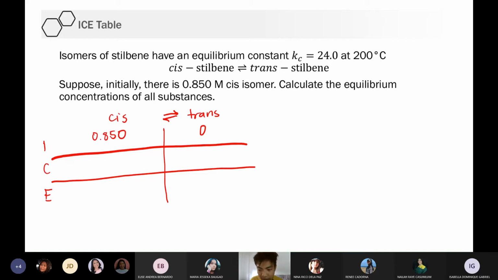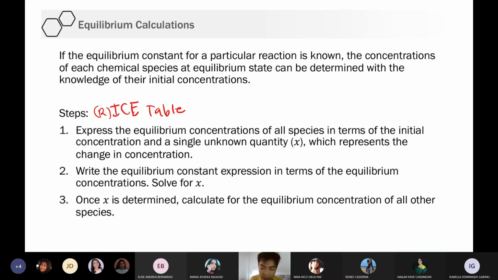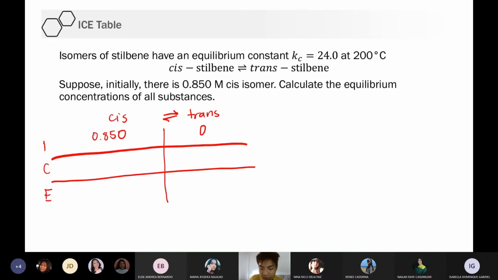Okay, so we are done with I, initial. How about C? C is the change in the amounts. And as the paragraph said earlier, we express the changes in terms of a single unknown quantity x. So x is our value here. However, there are two kinds of change: it can be negative x or positive x. Negative x if the species will decrease so that equilibrium can be achieved. The x can be positive if it will increase in order to achieve equilibrium. The question there is, how do we know if it is positive x or negative x?